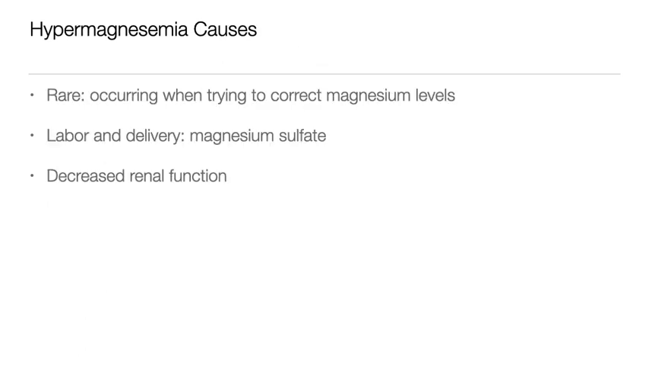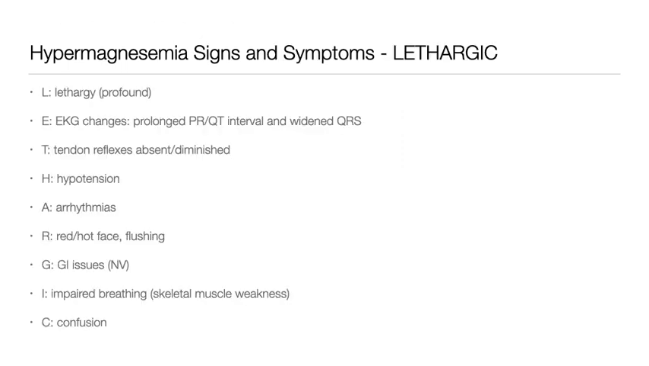Hypermagnesemia can be caused by trying to correct magnesium levels. So we administer a fluid or medication that is very high in magnesium, but otherwise it doesn't really occur that much. We give magnesium sulfate in labor and delivery. You might see it because of decreased renal excretion, end-stage renal disease, or severe renal issues, but for the most part, hypermagnesemia is not really found too much naturally occurring.